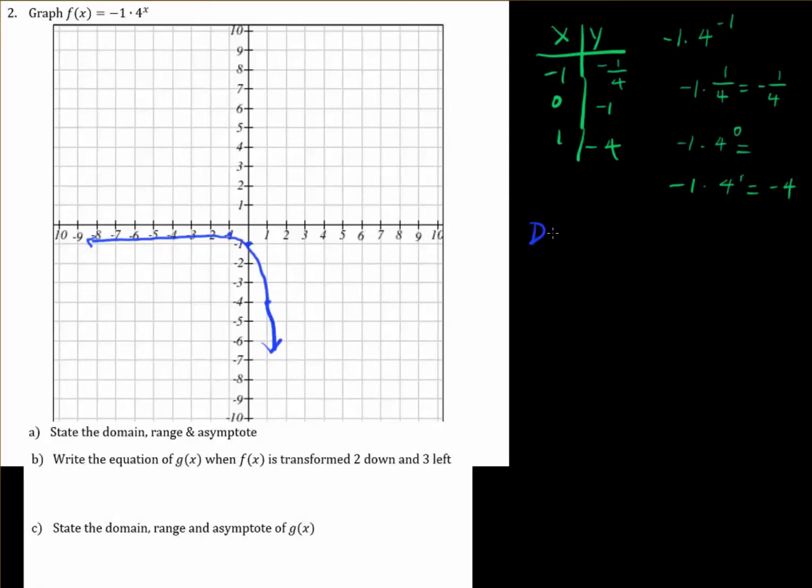The domain, let's do it in a color that you could see better. The domain is all real numbers. The range, it reflected over the x-axis, so it's going to be y is less than 0, okay? And the asymptote is y equals 0, okay? Now that's A, let's answer B.